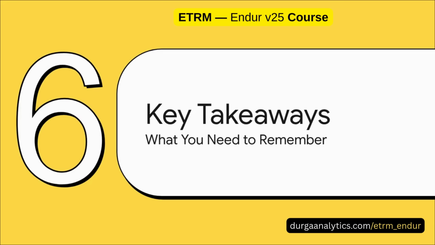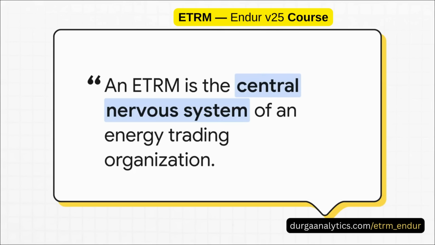We've covered a ton of ground, from the high-level business case all the way down to the low-level code. So let's distill this all down to the most important points to remember. If you remember only one thing from this entire explainer, let it be this analogy. An ETRM is the central nervous system of an energy trading organization. It receives sensory input, the trades, it processes them centrally, it manages risk, and it coordinates every single action across the entire business, from the traders making decisions to the schedulers moving the commodity and the accountants settling the books.